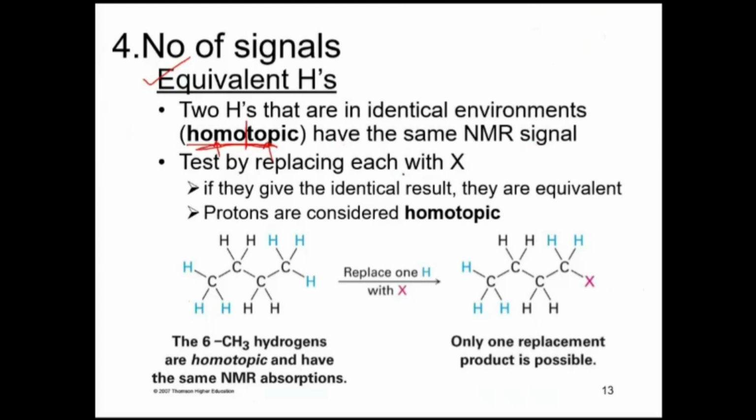Now, how can it be determined whether two protons have the same environment or not? There is one simple test for that: test by replacing each proton with X. If they give the identical result, if you get the same compound by replacing the proton, you may say that they are identical in their environment. They are homotopic. Now consider the protons which are blue in color. Replace any one proton.